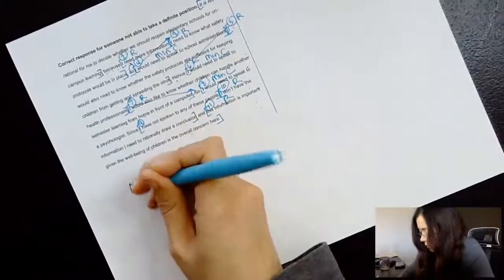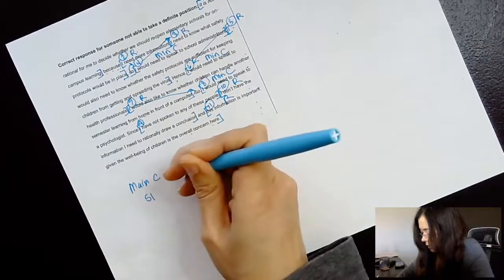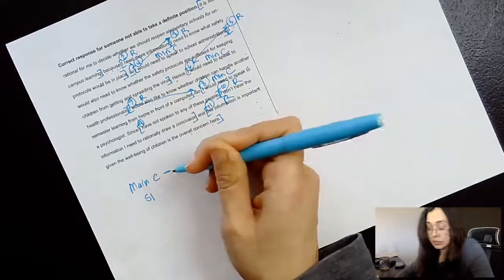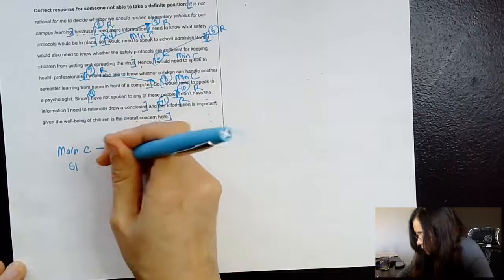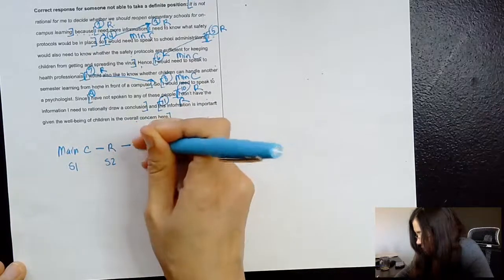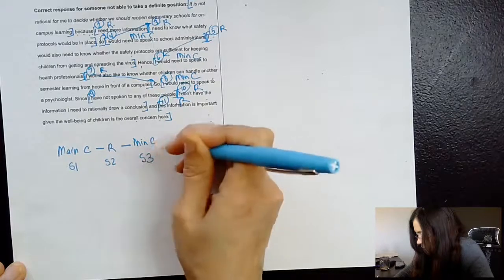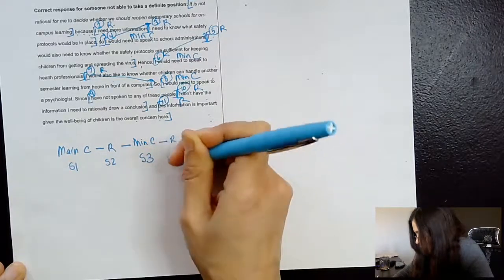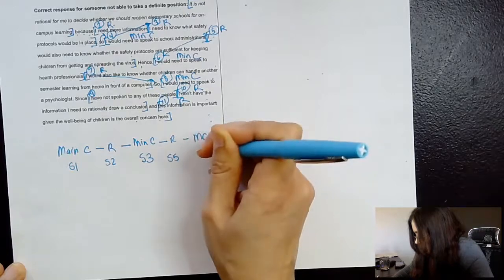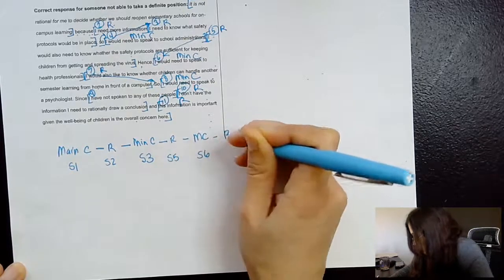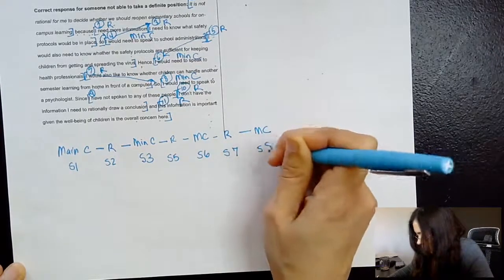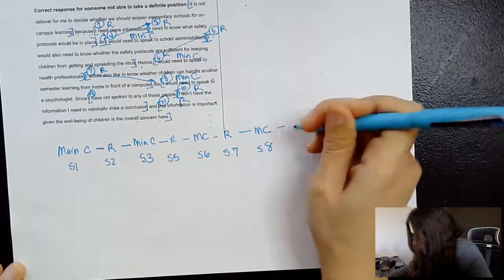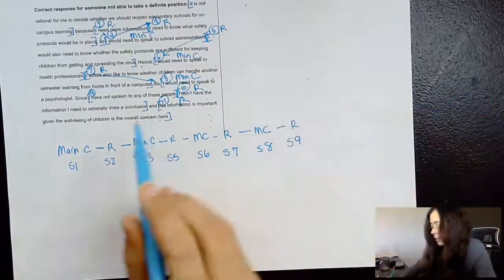So they've got a main conclusion, S1. And then that is followed by, and notice that I'm using dashes, not arrows. That will be really important later on. So that is followed by a reason, S2, which is followed by a minor conclusion, which is S3, which is followed by another reason, S5, which is followed by another minor conclusion, S6, which is followed by another reason, S7, which is followed by another minor conclusion, S8, which is followed by another reason, S9, and now I realized that I mislabeled this.